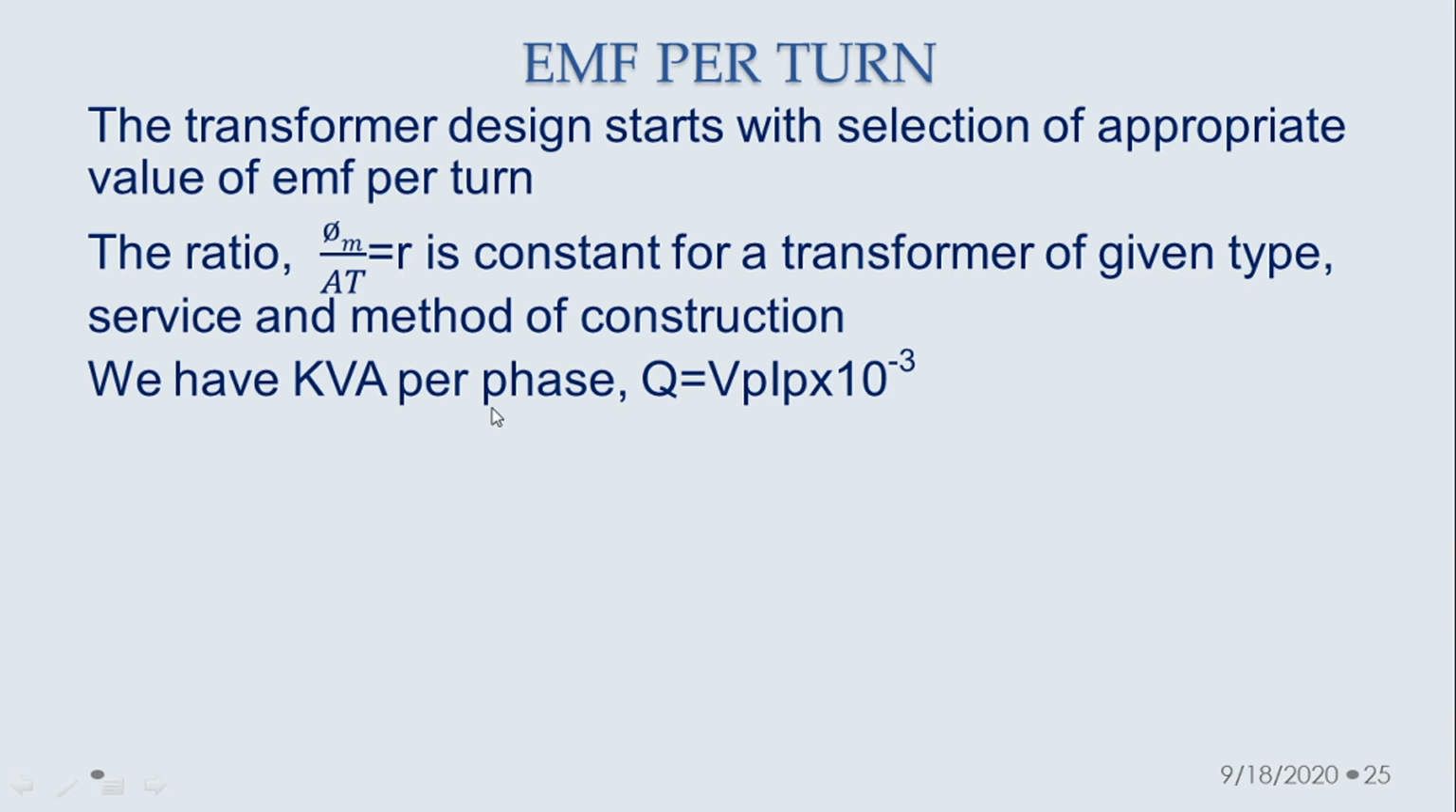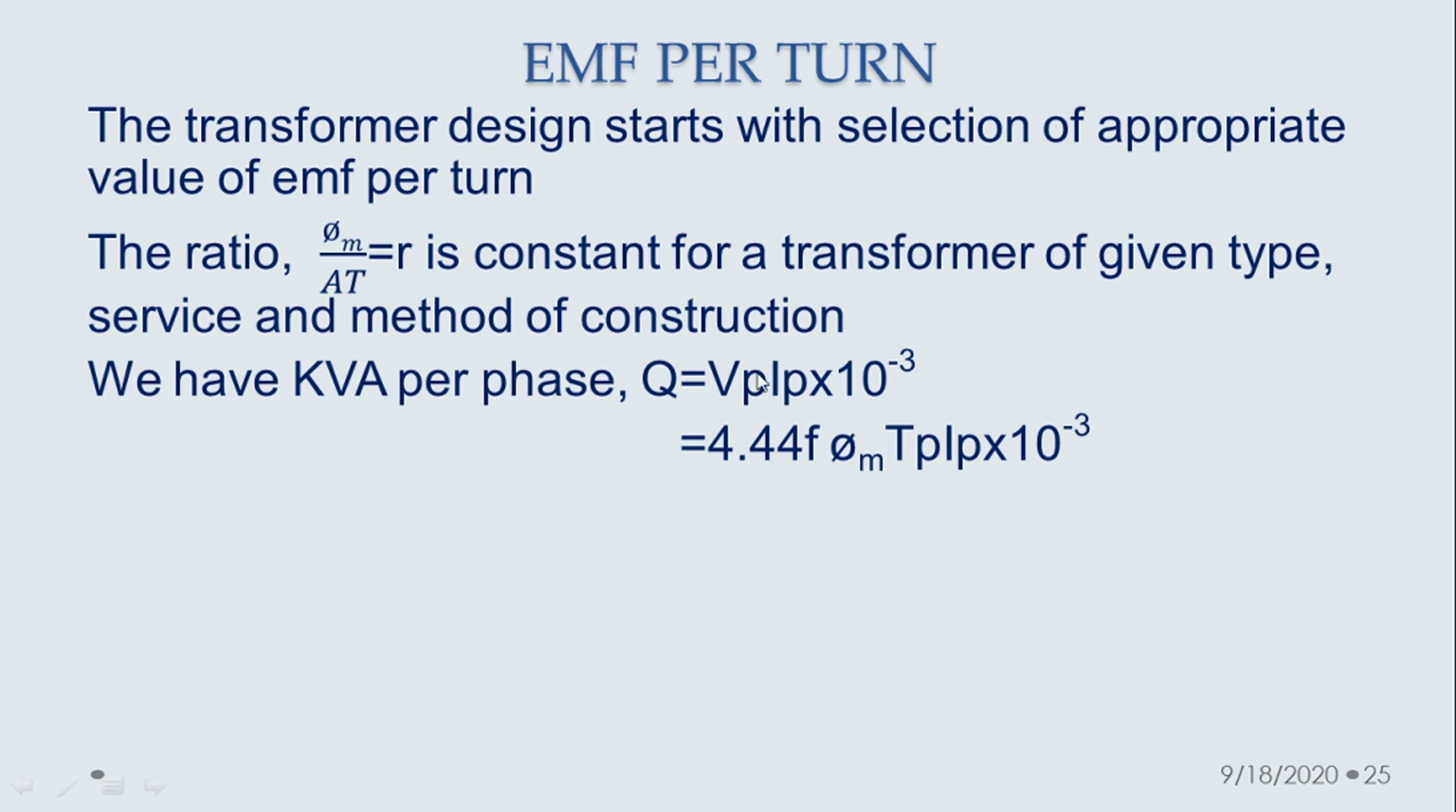kVA per phase, Q, is equal to Vp into Ip into 10 to the power minus 3, the per phase value. Vp is nothing but 4.44 F phi-m Tp, so Q equals 4.44 F phi-m Tp into Ip into 10 to the power minus 3. Here Vp comes from the EMF equation.